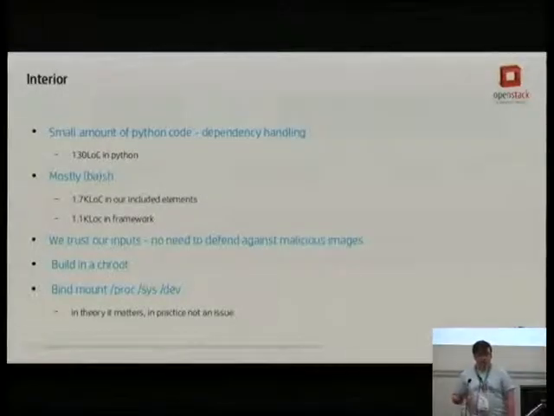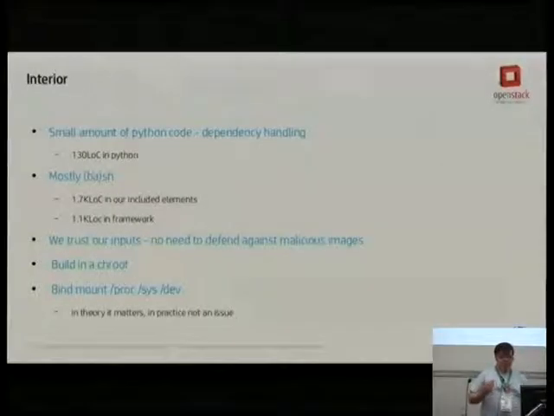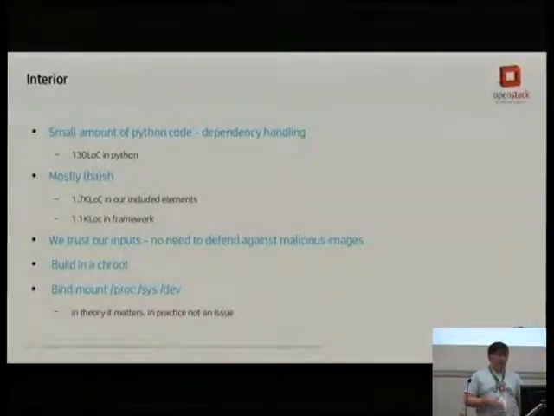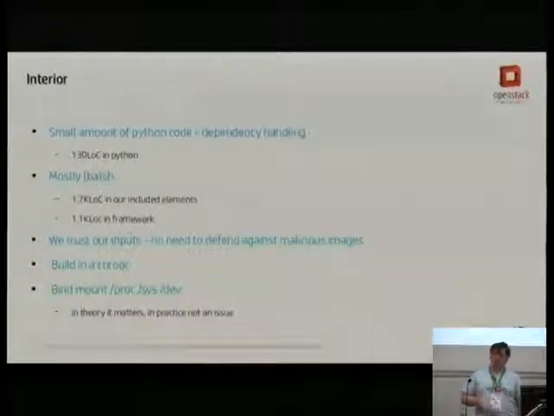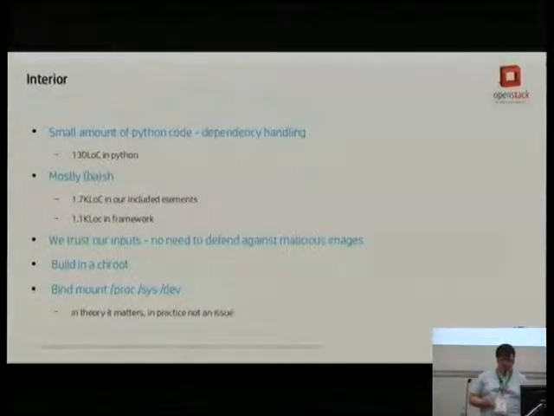On the interior, it's about 130 lines of code in Python, and about 3,000 lines of code split between the framework, 1,000 in the framework, and nearly 2,000 in our elements. And that's in Bash. And Bash versus Python, it's longer in Python to do this. Python is not a good abstraction for running a series of commands. I've seen lots and lots of attempts to do that in Python, and none of them give me confidence. Bash is battle tested.